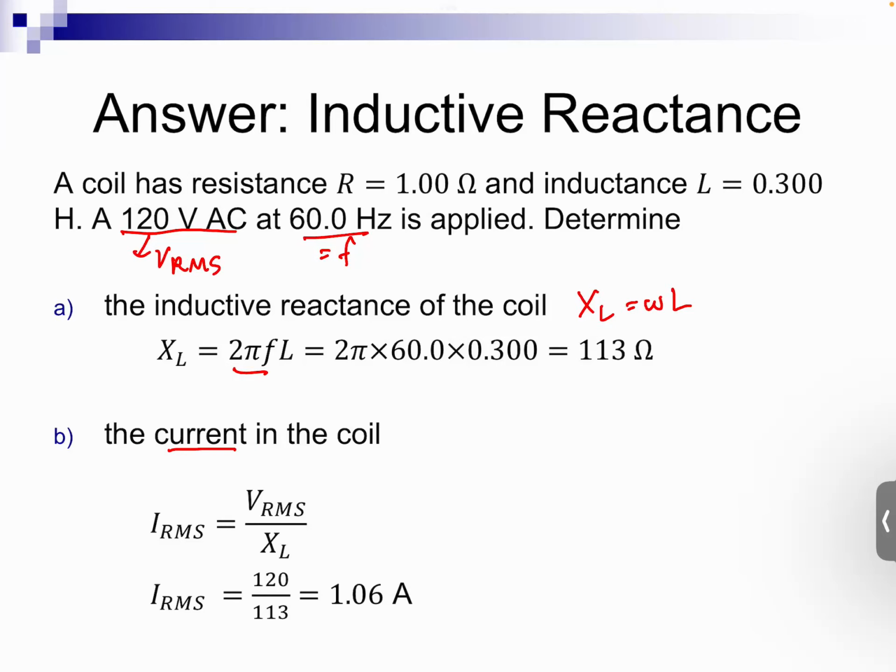But of course, there's nothing stopping you from calculating the maximum current, because we know that the maximum and RMS are related to each other via this equation that we saw. So once you know the RMS current, you can always calculate the maximum current by multiplying by the square root of 2.